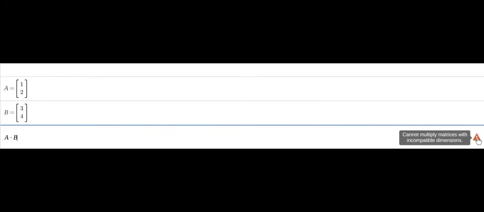cannot multiply matrices with incompatible dimensions. So we have a 2 by 1. We're trying to multiply that by 2 by 1. And you can't do that, right? So an m by n times an n by m can be multiplied together.